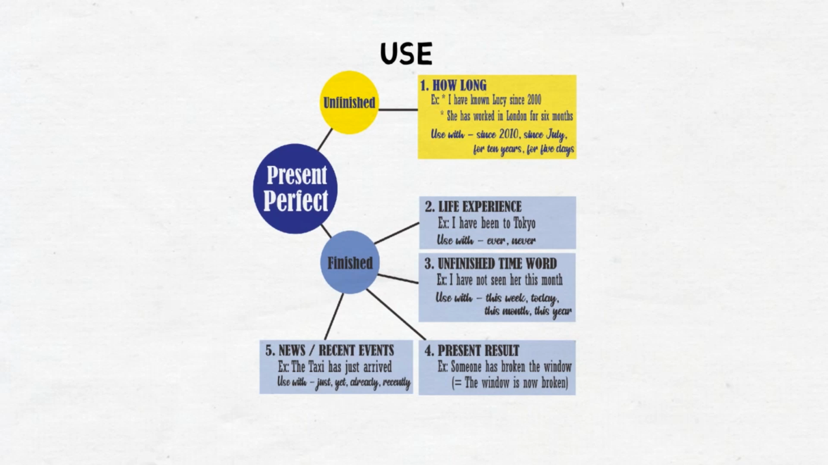Fourth, present result. Focus on result. We usually talk about something that happened in the recent past, but that's still true or important now. For example, someone has broken the window. The window is broken now. Fifth, news or recent events. We usually talk about something that happened recently, even if there isn't a clear result in the present. This is common when we want to introduce news. For example, the taxi has just arrived. So, that's the use of present perfect tense.